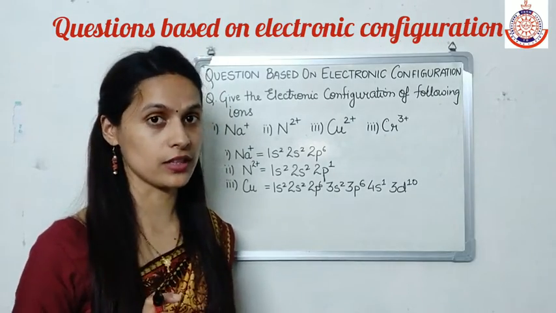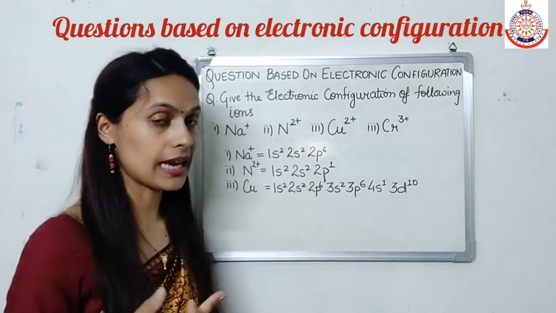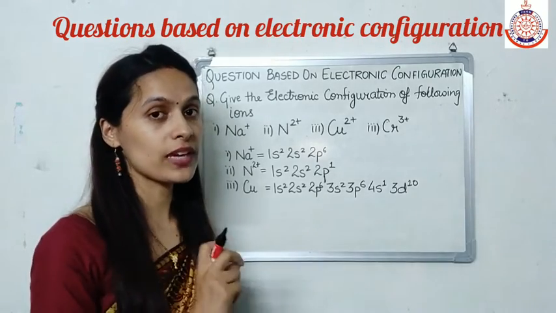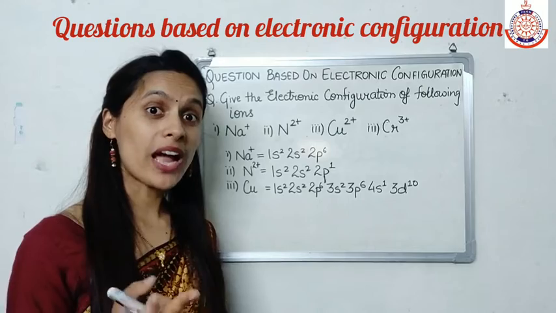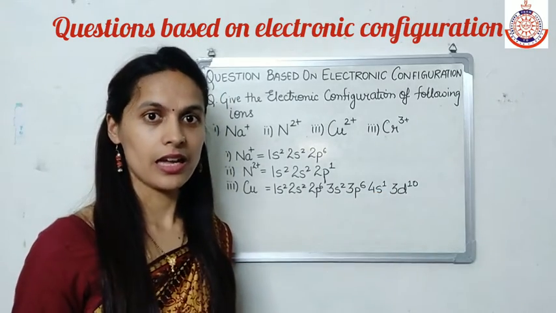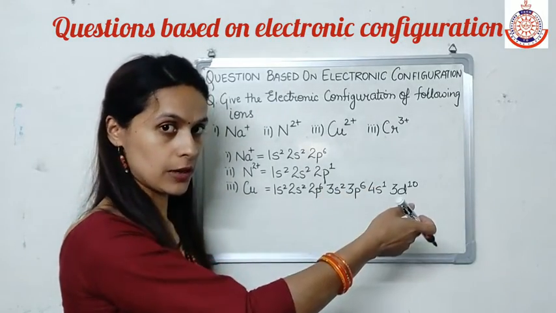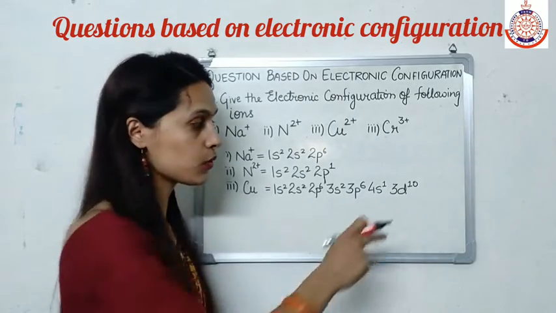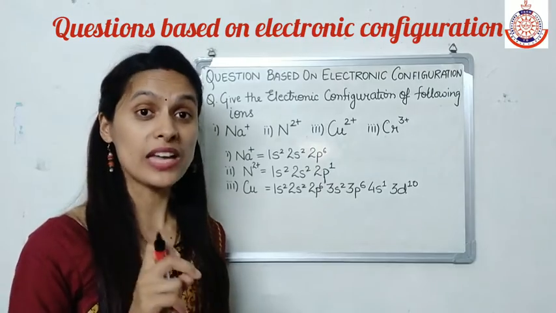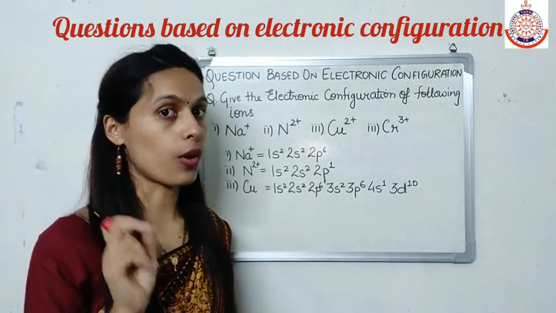I hope you have seen that video. For copper, the configuration becomes 1s2, 2s2, 2p6, 3s2, 3p6. After 3p, the electron will move into 4s and then into 3d. This is the rule we have applied when we fill the electrons in copper. But while removing the electron from copper, we'll remove the electron from 4s, not from 3d. Clear? While filling, we fill the electron first in 4s, then in 3d. But while removing the electron, we'll not remove the electron from 3d first. We'll remove the electron from the outermost orbital, and that outermost orbital is 4s. So we have to remove the electron from 4s first, then from 3d. This is there in copper and chromium.